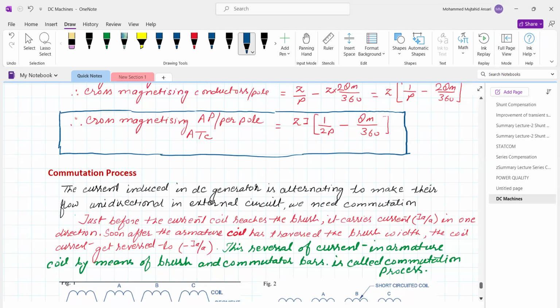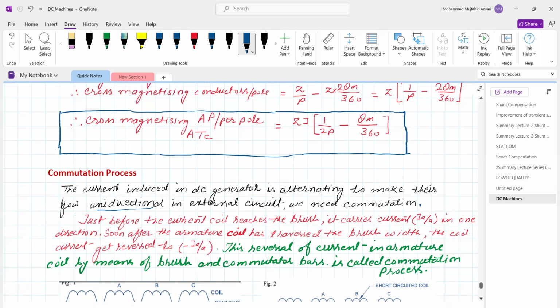So the current induced in the DC generator is always alternating. To make it flow unidirectionally in the external circuit, we need commutation. Why do we need commutation? Because we want the current in the external circuit to be unidirectional. Then and only then the machine is called a DC generator. Otherwise, it is an AC generator.